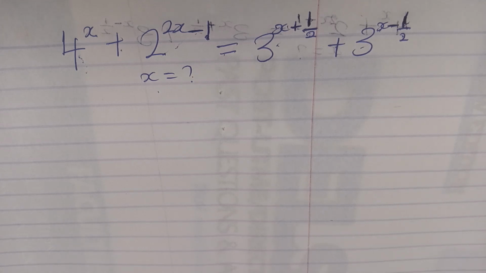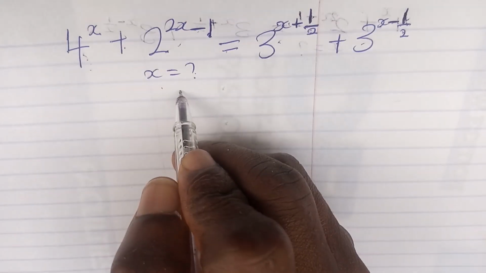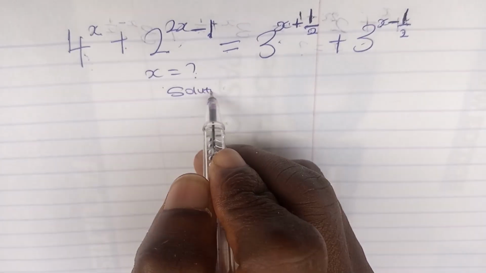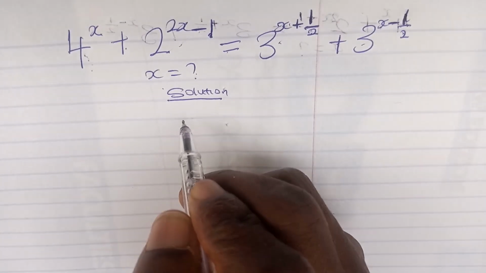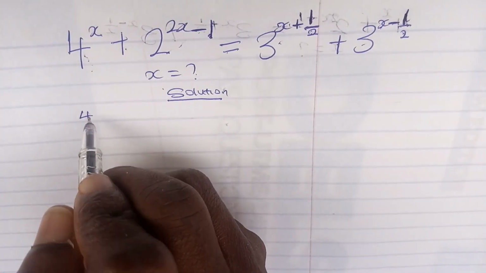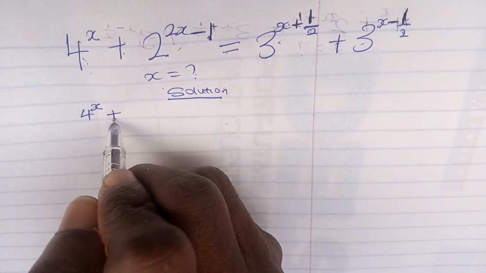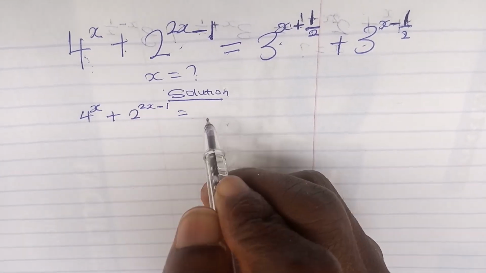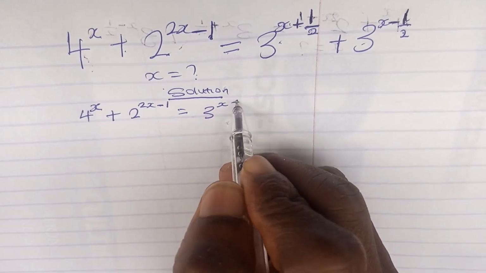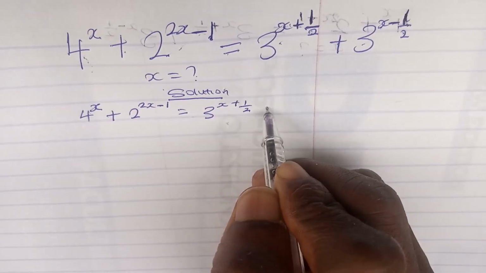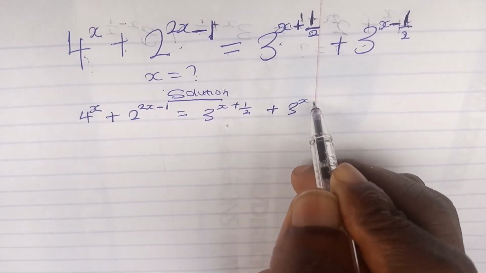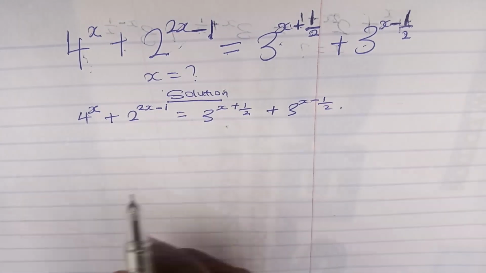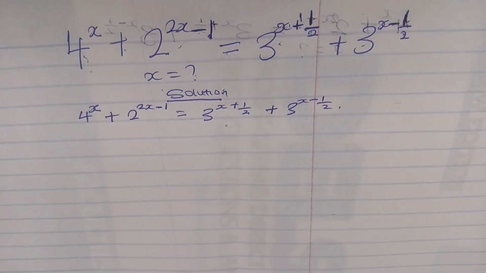So let's see how we can solve this nice challenge. So the first thing I can do is write the question. We say 4 to the power of x plus 2 to the power of 2x minus 1 equals 3 to the power of x plus 1 over 2 plus 3 to the power of x minus 1 over 2.